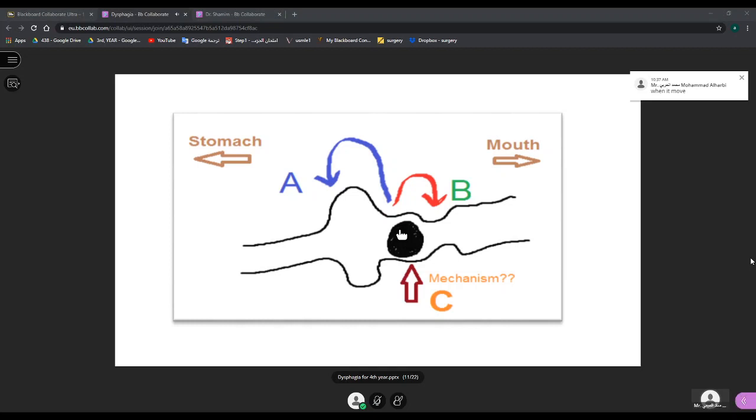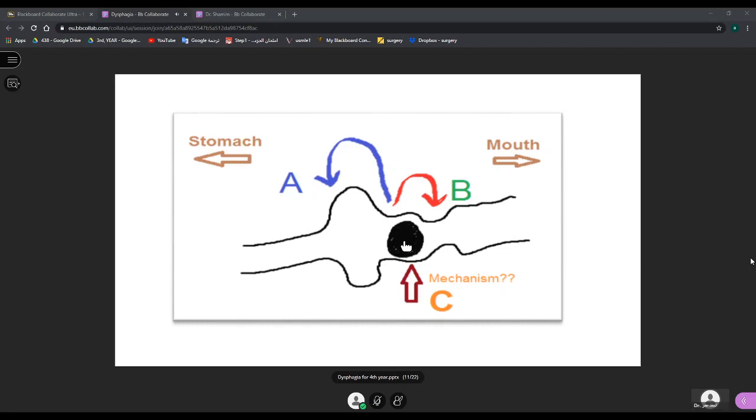When it's arrived to the esophageal, there is receptors that send to the mind to receive, like it's so here, yeah. So here you get the food.